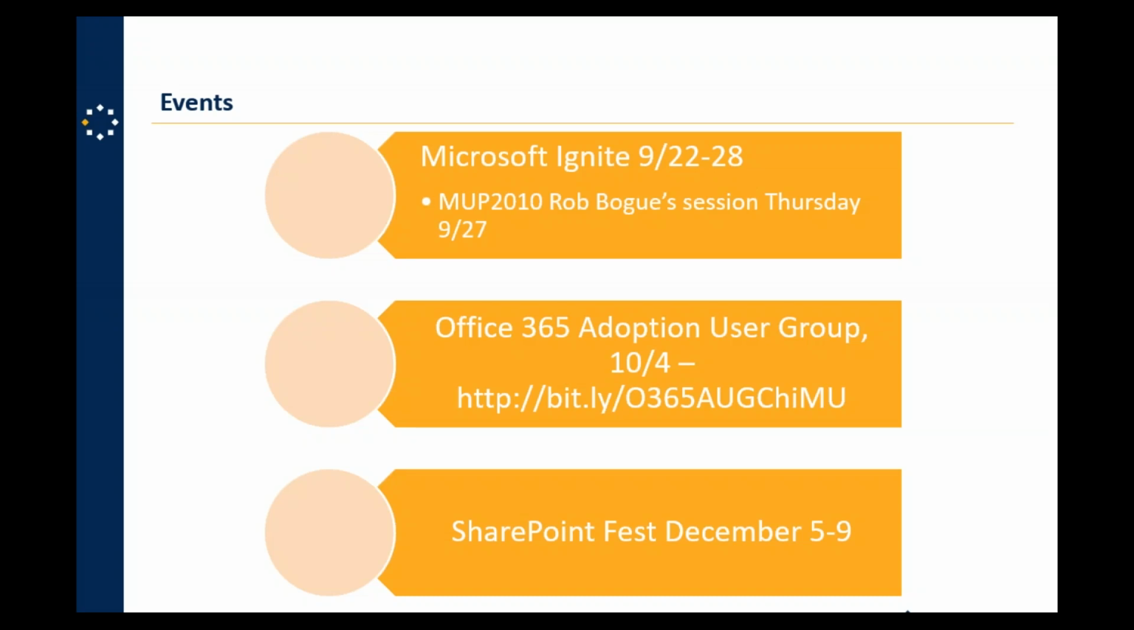After Ignite, especially if you can't go to Ignite, come to the next Office 365 Adoption User Group meeting on October 4th. And you can find us on Meetup. There's the link to that. It is case sensitive. And we will be doing a recap of all the news and announcements at Ignite, as well as hopefully having a presentation on Bing for Business, which was announced at last Ignite.